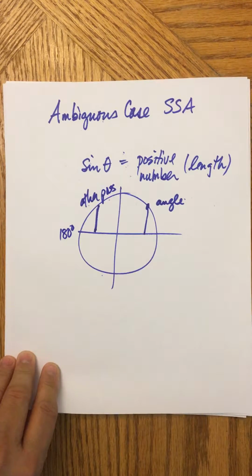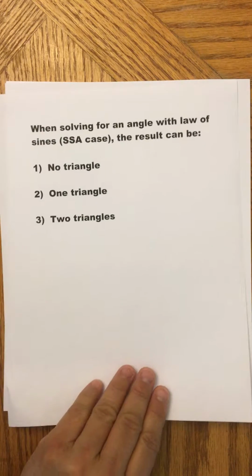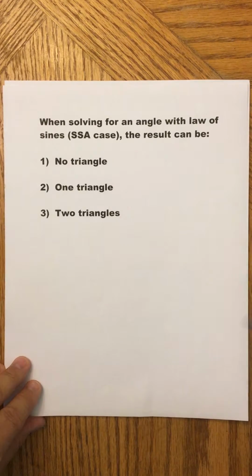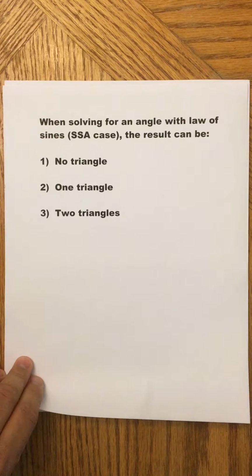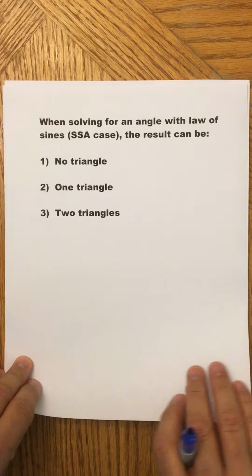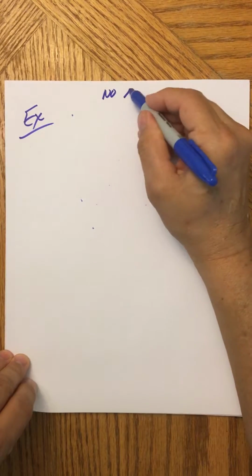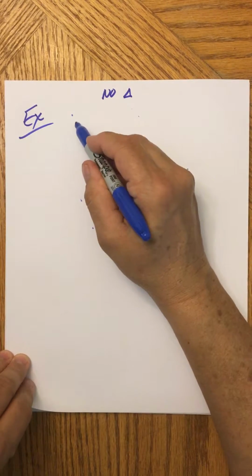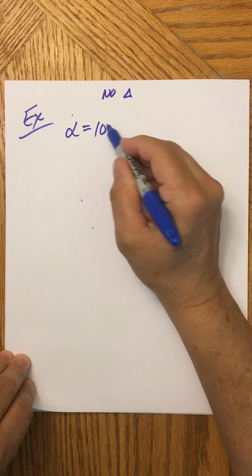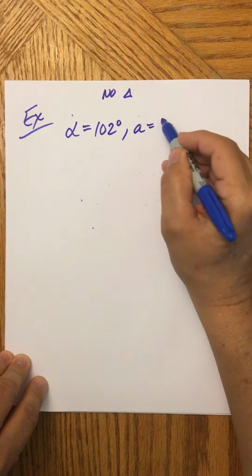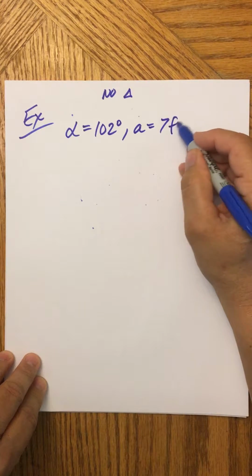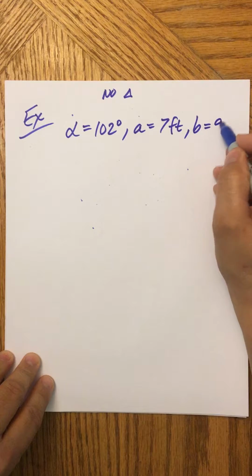So let's take a look at an example then. And we're going to go through each of these and in this order. When no triangle arises, when one triangle arises, and when two triangles arise. Okay? All right, so for the first example then, where you'll end up with no triangle, we'll have, let's say, alpha you're given is 102 degrees, A is 7, let's say, feet, and B is 9 feet.